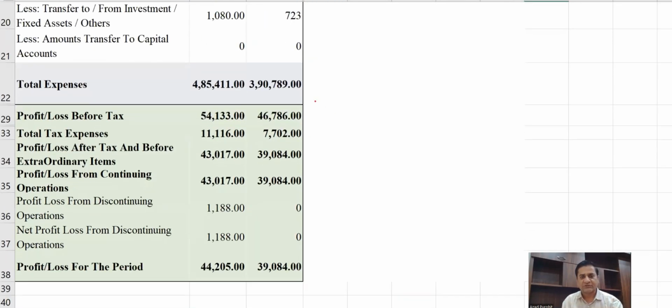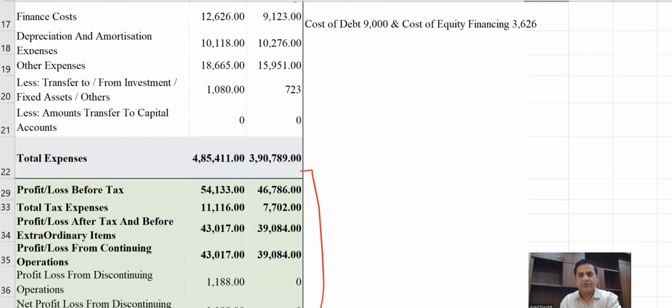The final portion talks about the difference between the income and expenditure, and then the tax implications of that. In order to find out the profit after tax, we are required to adjust the tax expenses and the profit or loss from continuing and discontinuing operations also. So this is how the income and expenditure of a typical company like Reliance Industries Limited would look.